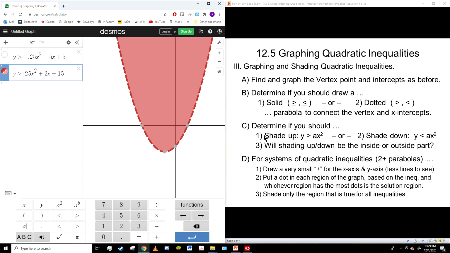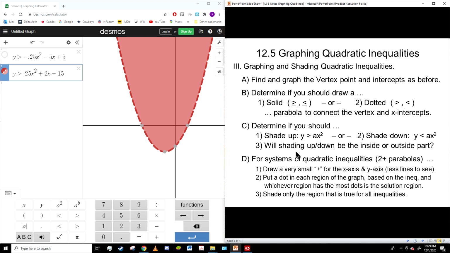You're either going to have to shade above or you're going to have to shade below. So the way you figure that out is right here, letter C. If it says y is greater, well, where is y greater? Up. So we shade up. If it says y is less, where's y less? Down. So we shade down.